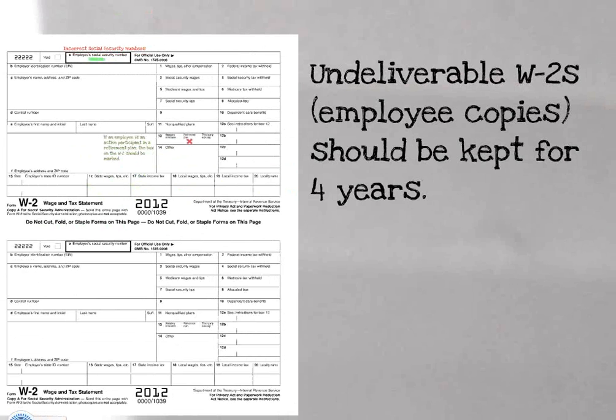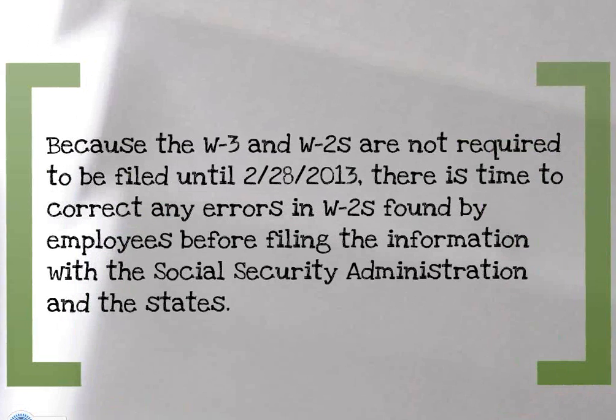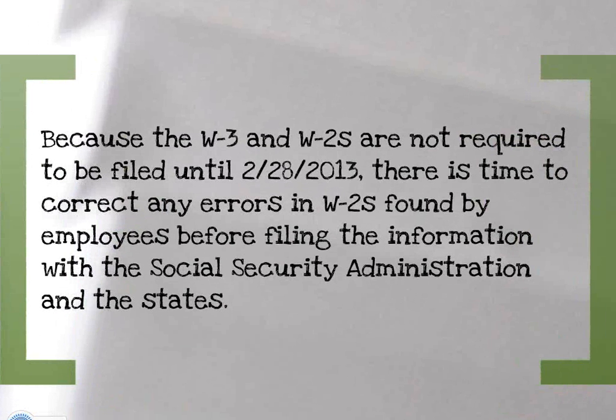Now, if you have any employee copies of the W-2 that were not able to be delivered to the employees, you should hang on to those for about 4 years in-house. With the W-2s due to the employee by January 31st and the W-2s and W-3s not being due until February 28th, there's time to correct any errors that are discovered by your employees prior to sending the forms to the Social Security Administration. Believe you me, you would definitely rather catch this now as opposed to preparing a W-2C, which is the correction form. It just saves a lot of time for everyone involved and makes your life a little easier.